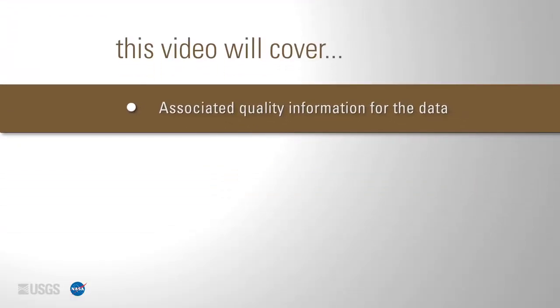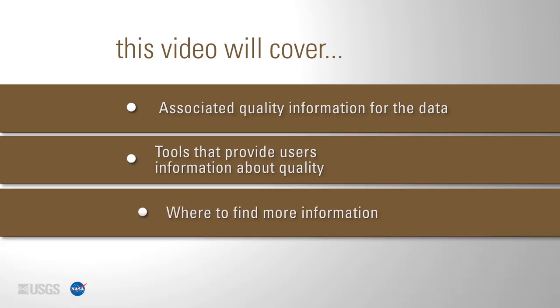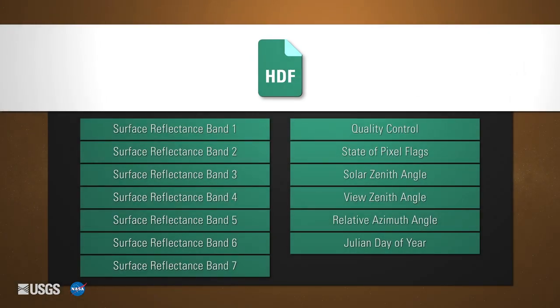This video will cover the associated quality information for the data, including the quality science dataset layers and their decoded quality bits, tools that provide users with information about quality, and where to find out more information on the LPDAAC's website. Each MODIS version 6 Surface Reflectance product contains data packaged in hierarchical data format HDF files. Within each HDF file are several quality assurance QA science datasets, SDS, that provide users with clues regarding the usability and usefulness of the data products. The quality information can also be used to filter data based on levels of quality.